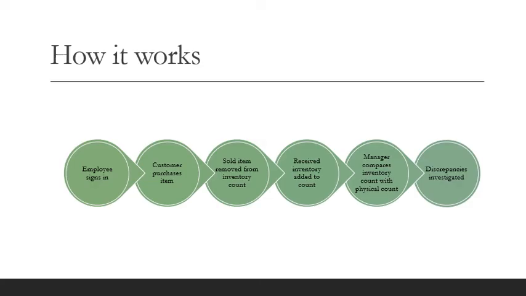And here's a diagram right here. The employee signs in when they're doing a transaction. The customer will purchase that item. The sold item is removed from the inventory count. Any items that were traded, received items get added to the inventory count. The manager compares the inventory count to the physical count, and any discrepancies are investigated. However, with the new system, there shouldn't be any discrepancies.